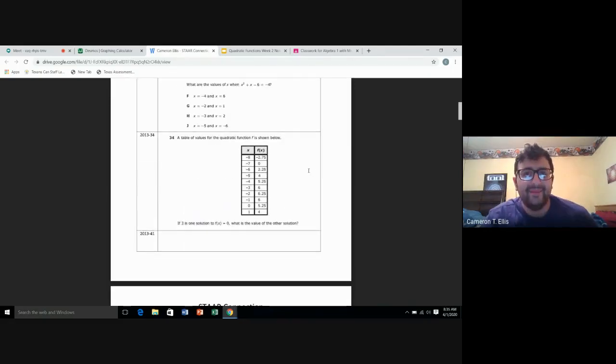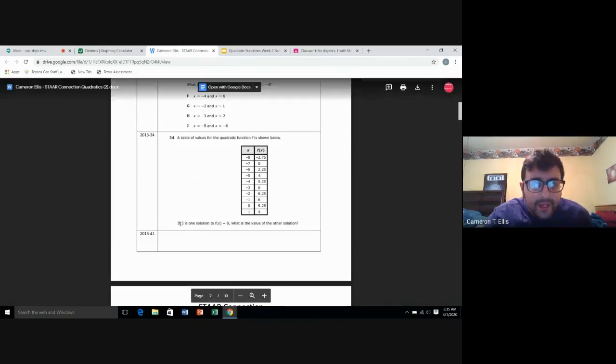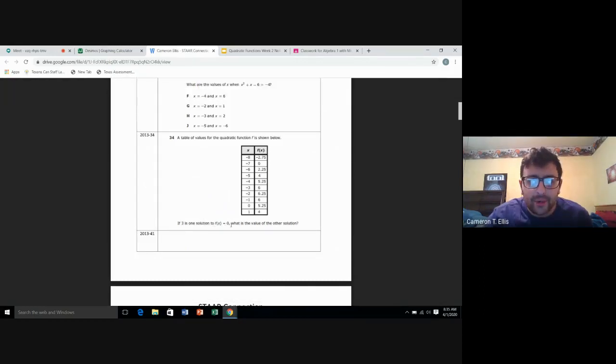All right. Okay, a table of values for the quadratic function f is shown below. Now pay attention to this one, guys. This is the one I messed up on the last video, but I'm not going to get it wrong this time. Okay, it says, if 3 is one solution to f of x equals 0, what is the value of the other solution? Okay, so that's a trickster, guys. F of x equals 0 and 3 being a solution has nothing to do with the other solution, right? They're just trying to trick you, right?